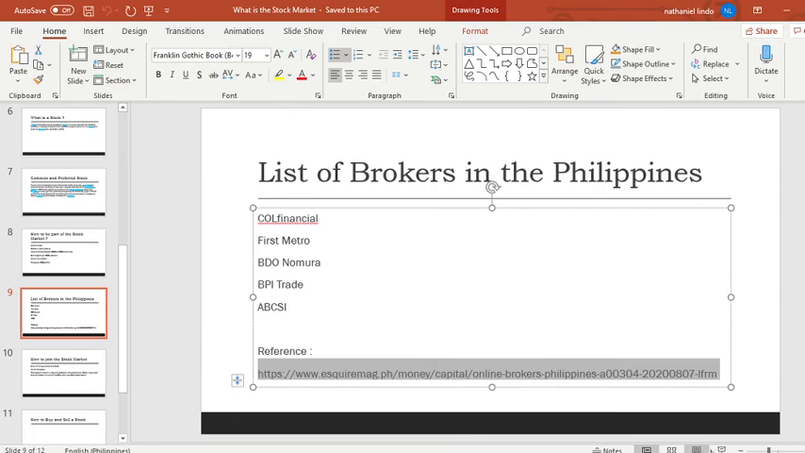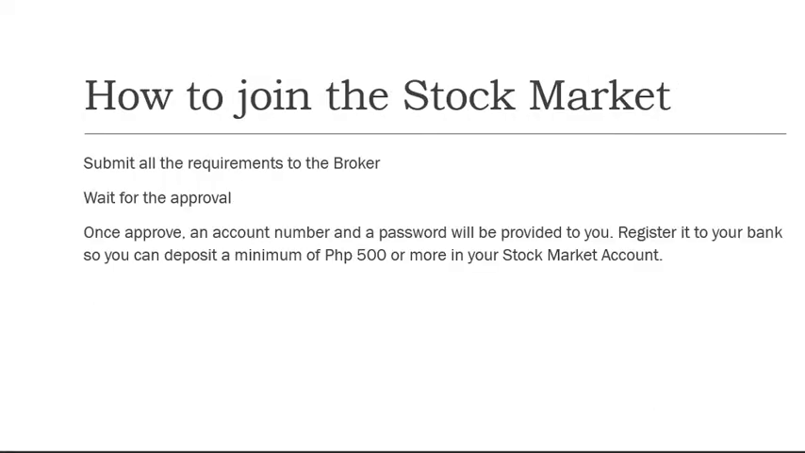So next. So there you go. Submit all the requirements. Wait for the approval. Once approved, an account number and password will be provided to you. Register it to your bank so you can deposit a minimum of 500 or more in your platform or your stock market account.